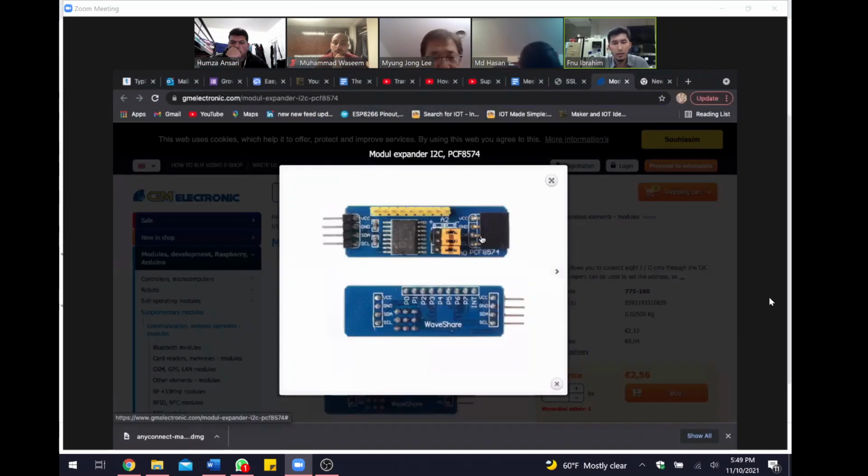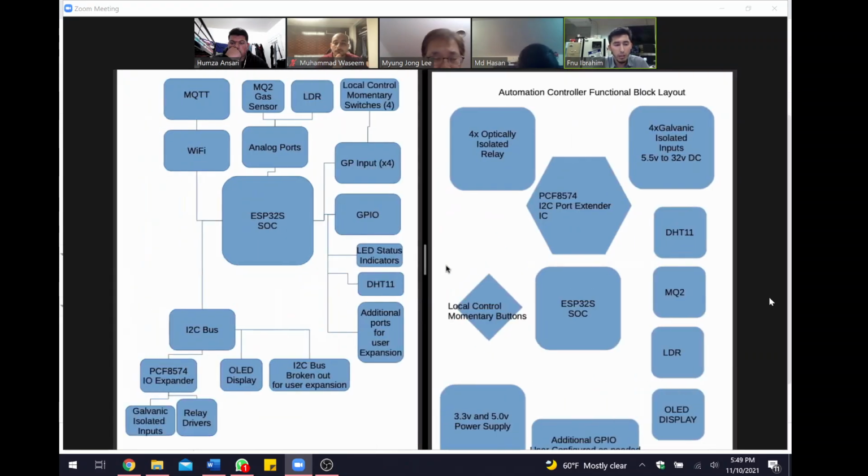Here it is. This is the PCF8574. This is a module. Let me come back to the right side. Is it because of the current, and it is not good enough to drive the relays, right? So sort of. I will come to that.